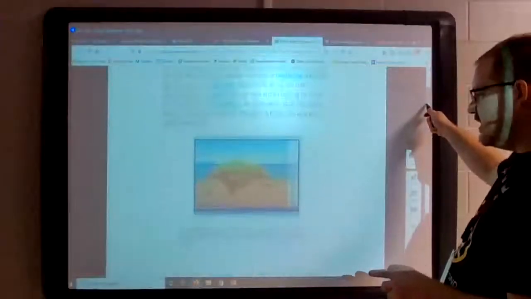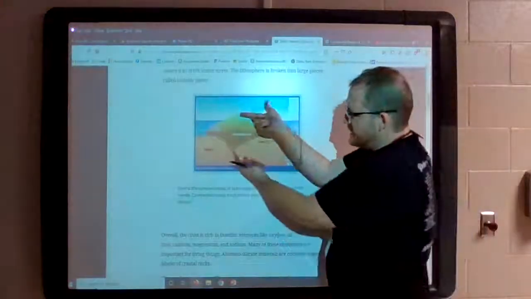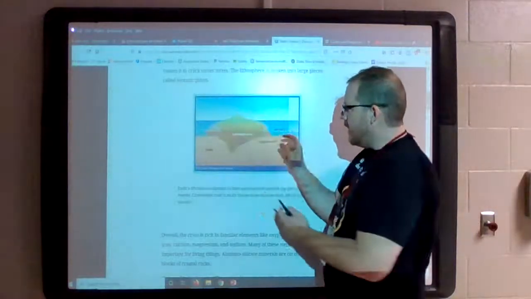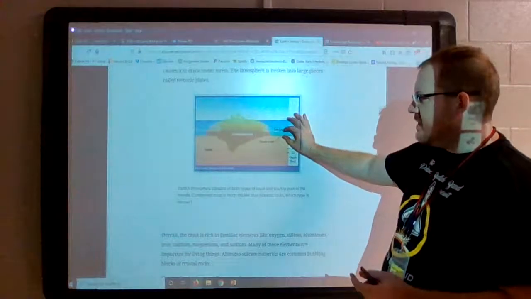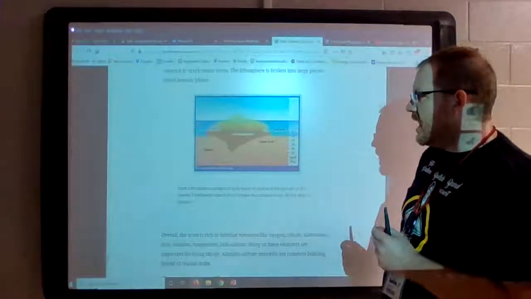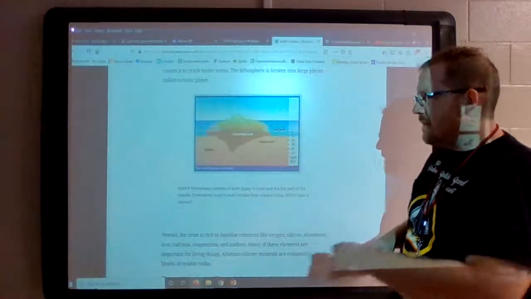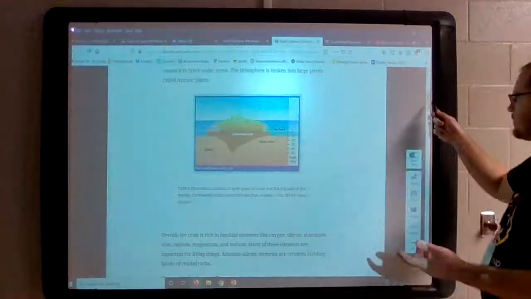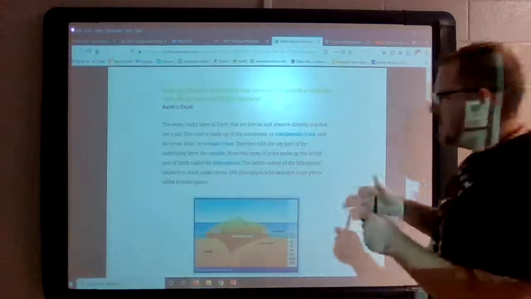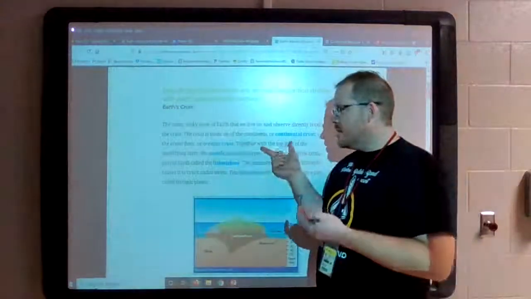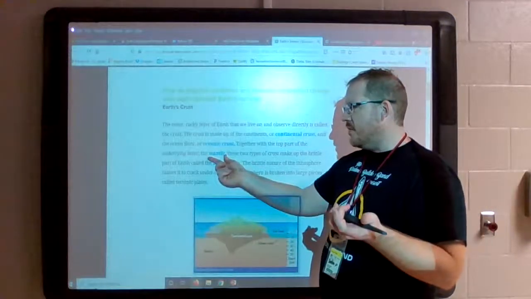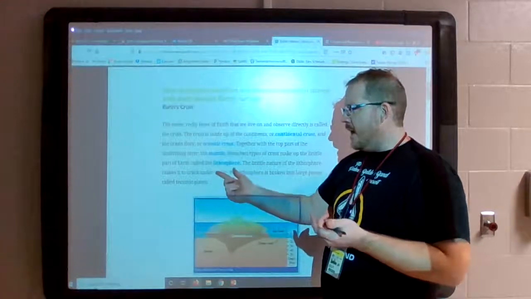They kind of have a picture of this right here. You can see the continents are relatively thick. The oceanic crust is relatively thin, and they all kind of sit on top of the next layer of the Earth, which is the mantle. The mantle is just below the crust.